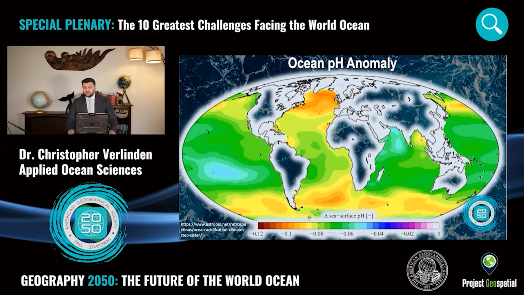And again, not uniformly. If we look at these red and orange numbers in the North Atlantic, the ocean pH in these areas has dropped by 0.12. On a logarithmic measure, this is an extremely concerning trend.